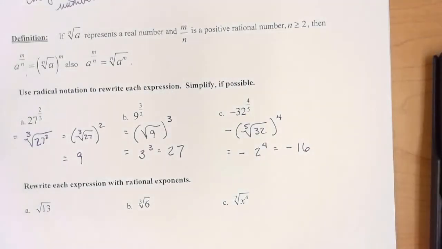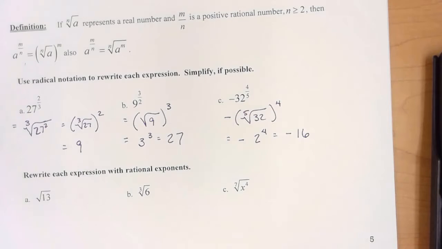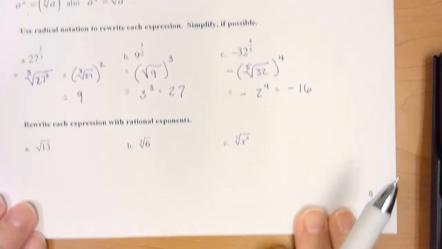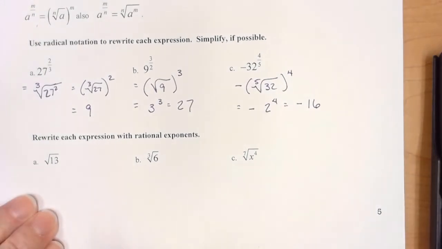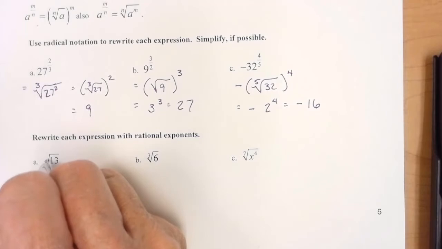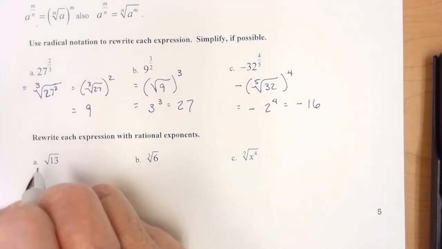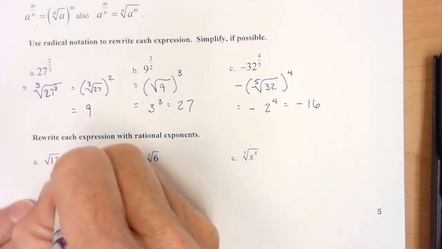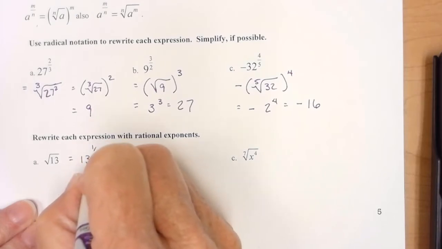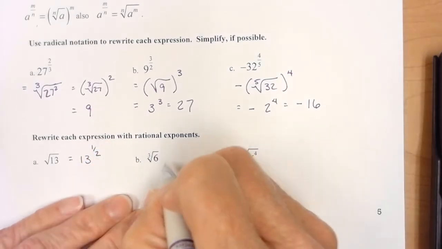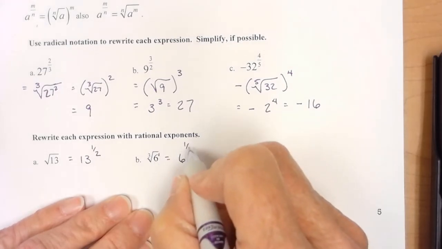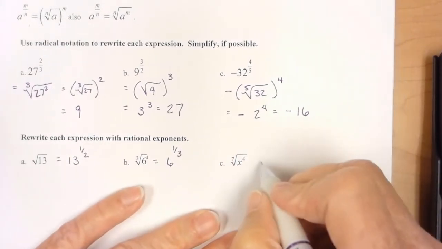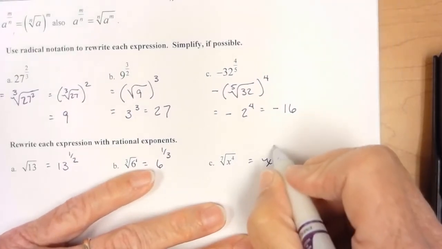More than likely you're going to have to indicate work, so you're going to have to go through this, but you can check. Now on these, I'm going to rewrite each expression with rational exponents. This is understood to be a 2. That's called square root. Square is 2, so that would be 13 to the 1/2. This one would be 6. It's understood to be a 1 there, so that would be 1/3. And this one would be x to the 4/7.